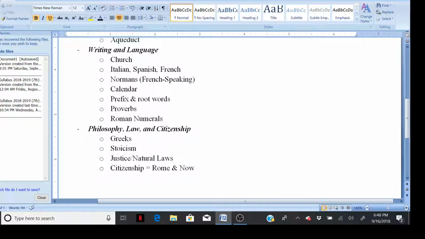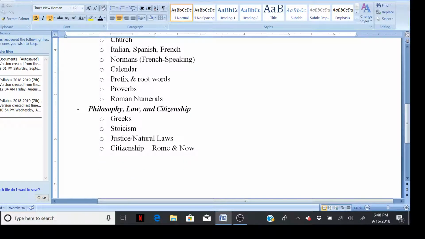Many English words have prefixes, which have specific meanings and are tied to what's called a root word. We also use many Roman proverbs, like the one on the back of the penny, which means from one, many. And we still see Roman numerals, which were the Roman number system, being used today.